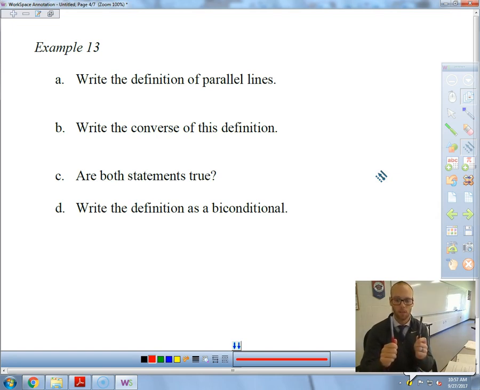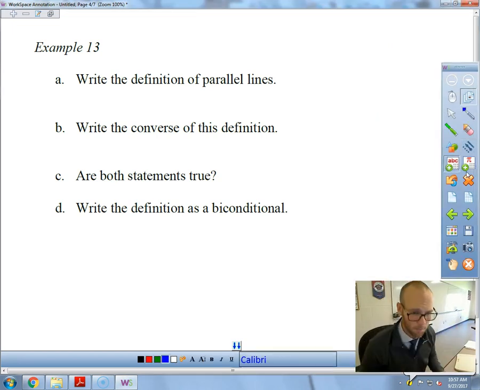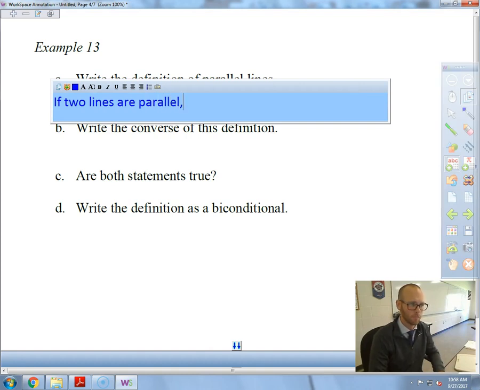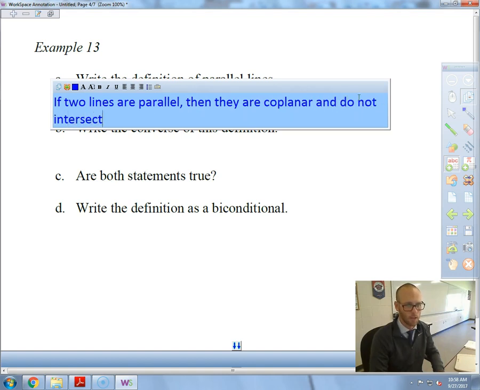Yes, I could. But how about this? Can I hold that paper so the entirety of both lines are in that plane? No, I can't. So a key for us here would be that they're coplanar and do not intersect. My if-then statement would say, if two lines are parallel, then they are coplanar and do not intersect.